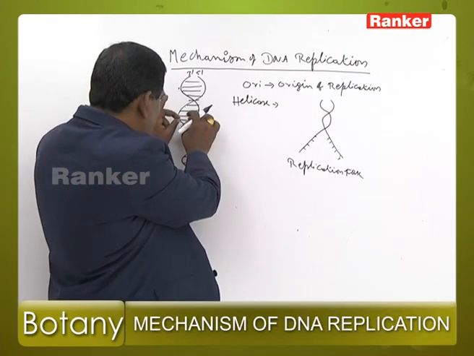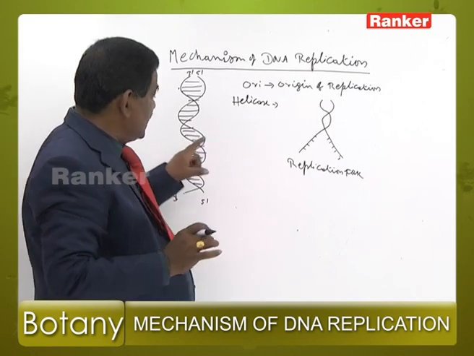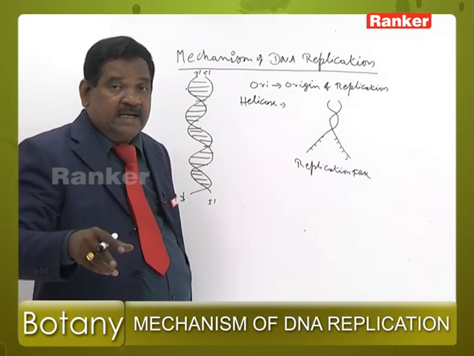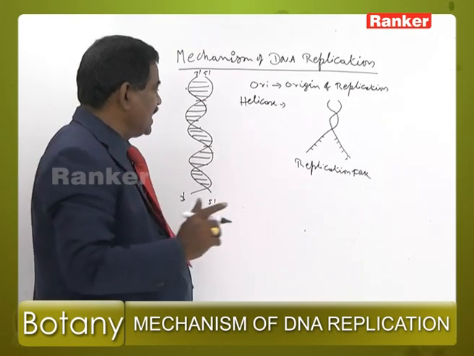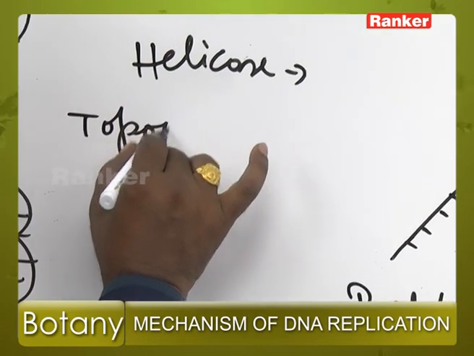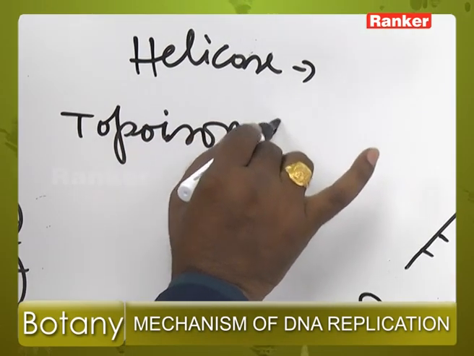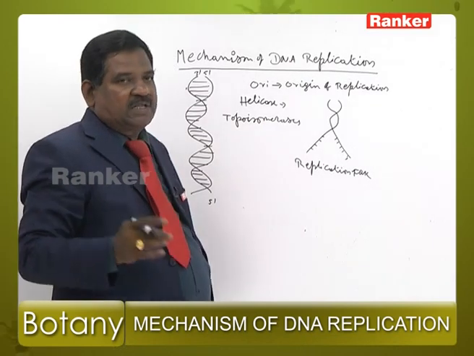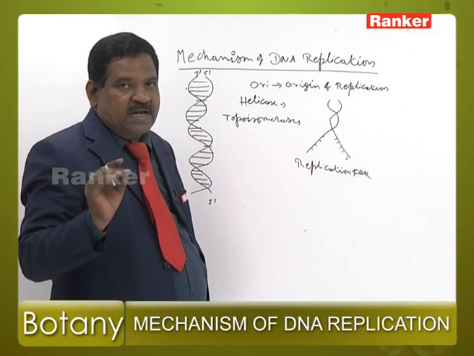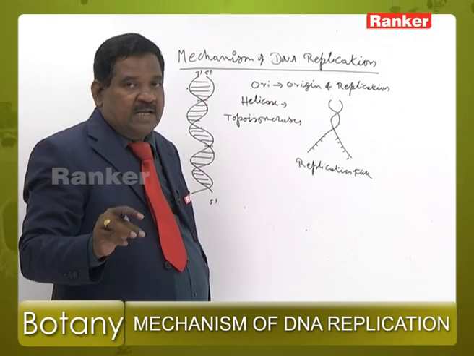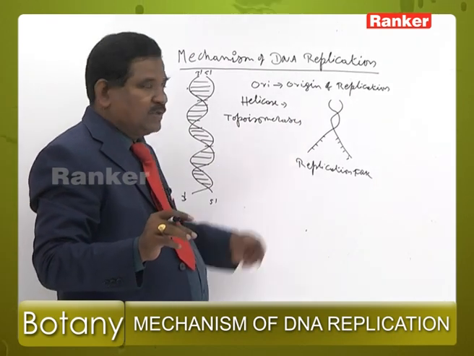When the two strands are separated, tension is created in the remaining coiling. That tension is reduced by the enzyme topoisomerase. Function of helicase: unwinds the two strands. Topoisomerases reduce the tension created during the unwinding of the two strands.